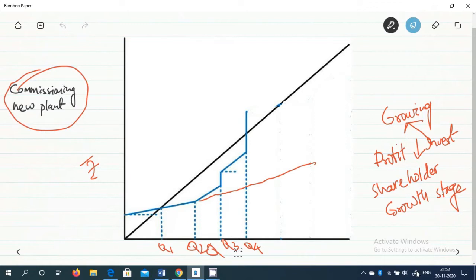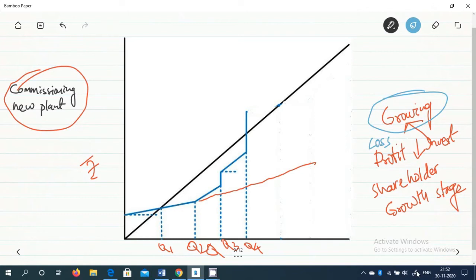In order to compensate for that, they are now increasing this one. So profit is decreasing, or in other words, the company is making losses over here. But even though the company is making losses, we'll say the company is in a growing stage, so the investors invest in it at that point of time.